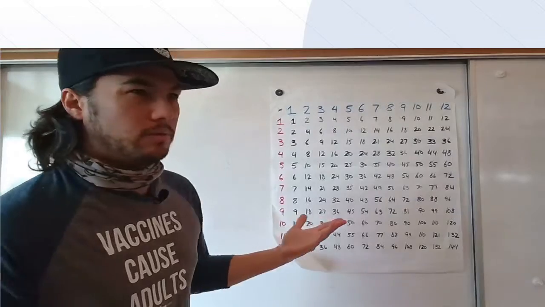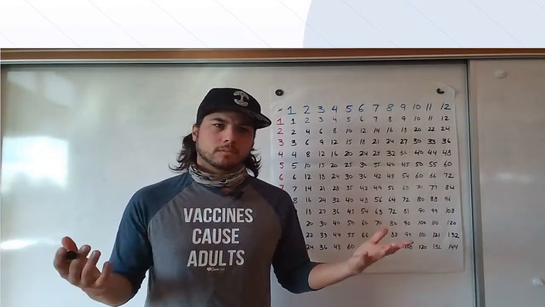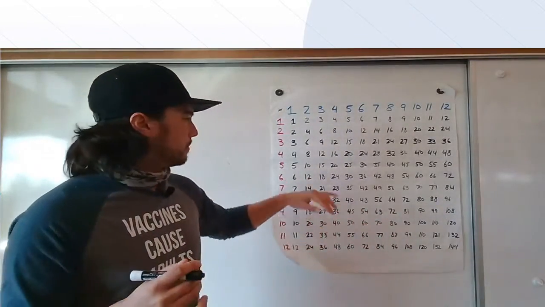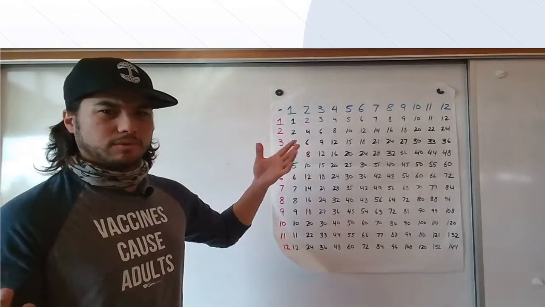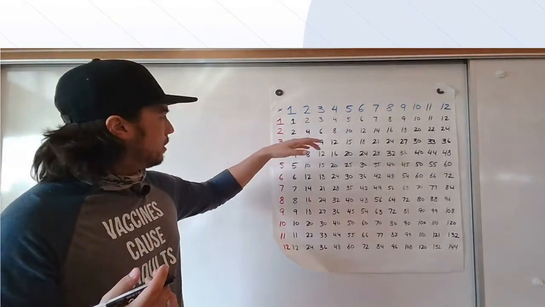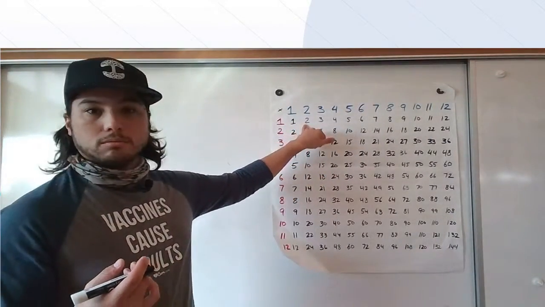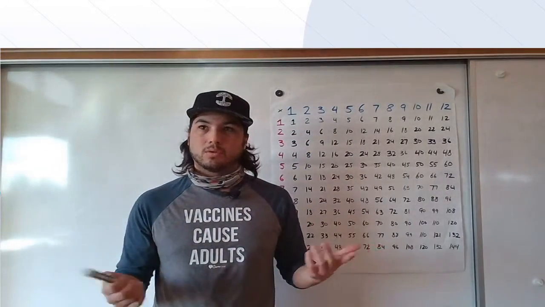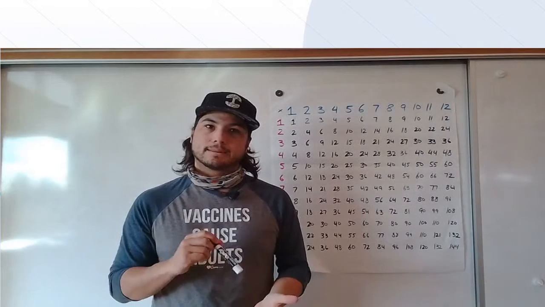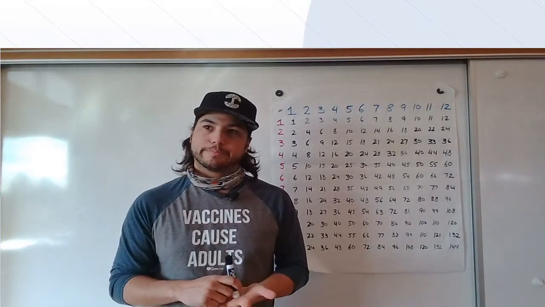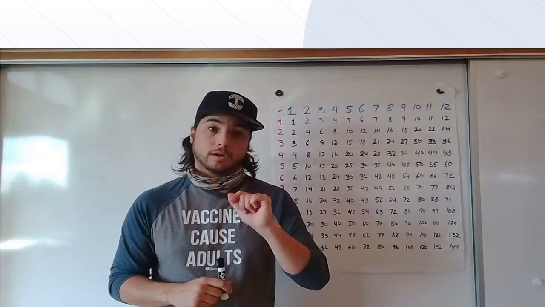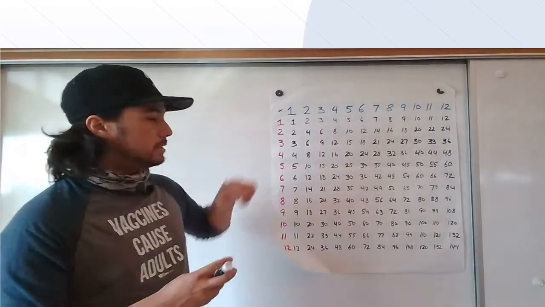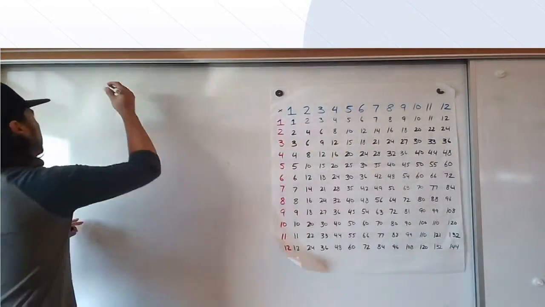Okay, so 0 and 1, right? They can't be prime or composite. 0 because it isn't really a value. It's a placeholder. 2. We can do 1 times 2. Can we do any other whole numbers to get to 1 times 2? No. So 2 is going to be our first prime number.